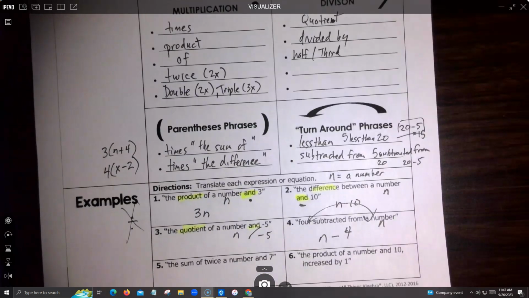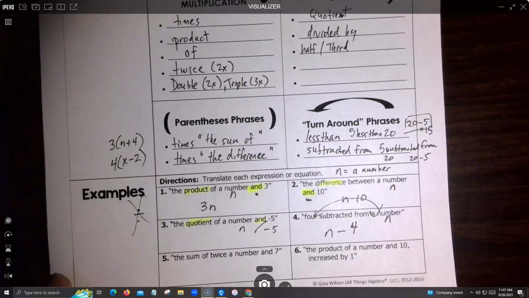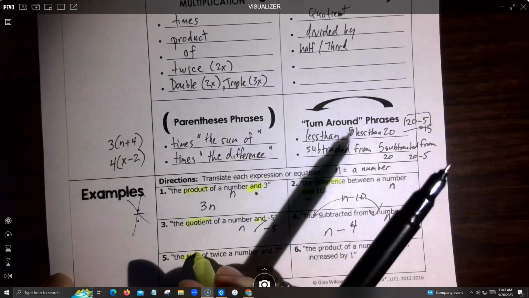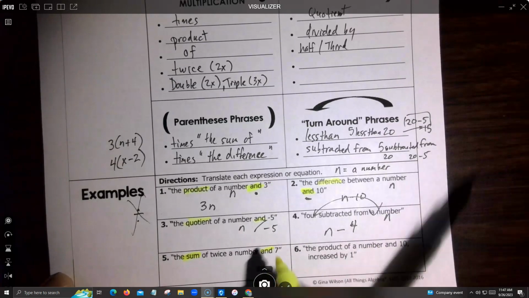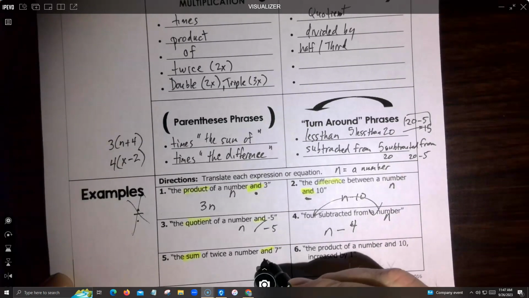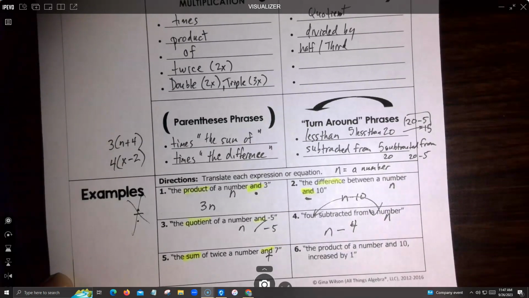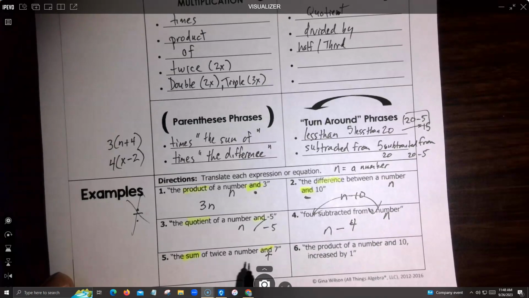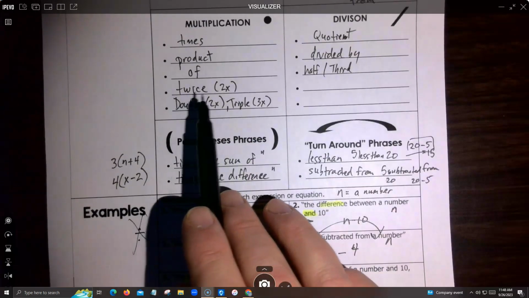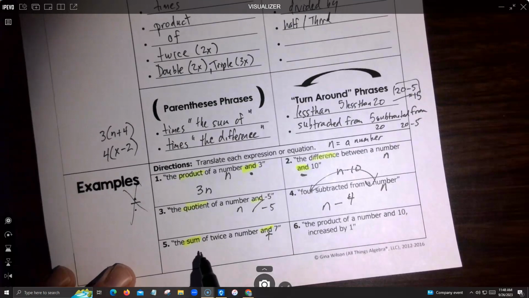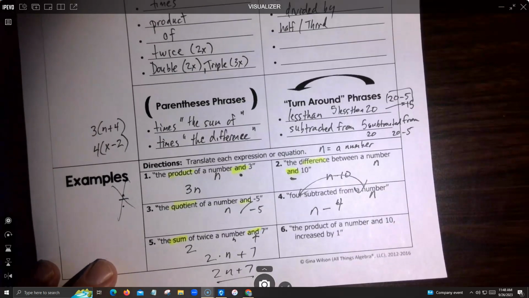Okay. All right, the sum of twice a number and 7. So I have the word sum. I find the word and and change it to a plus sign because of the word sum. Twice a number means 2 times, so twice times n, plus 7. There you go, 2n plus 7. And there's my answer.